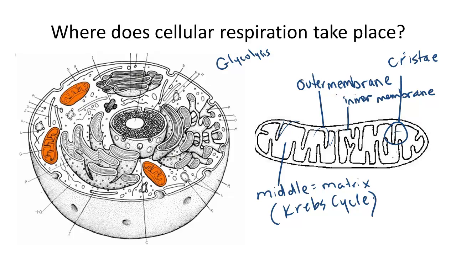The last step of cellular respiration then takes place in what's called the inner membrane and the space between. This is the space right here between the outer membrane and inner membrane, and the electron transport chain happens right in the inner membrane through protein channels.